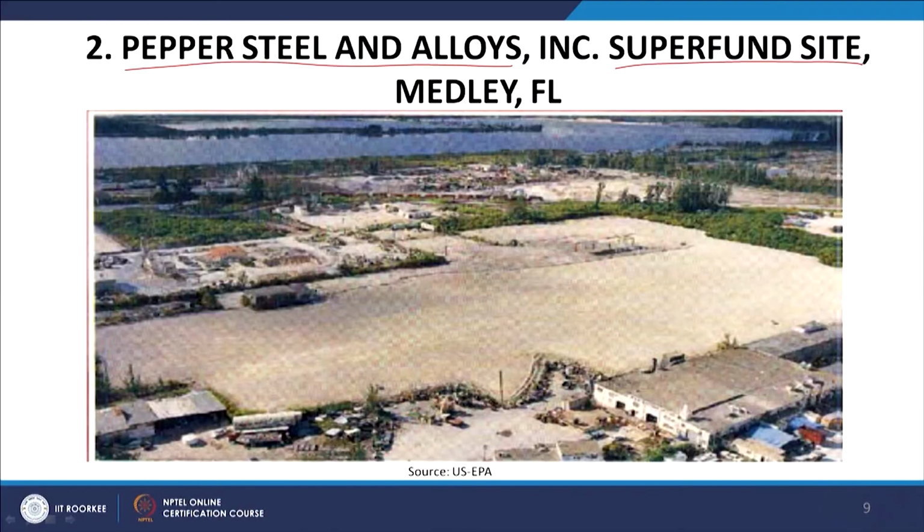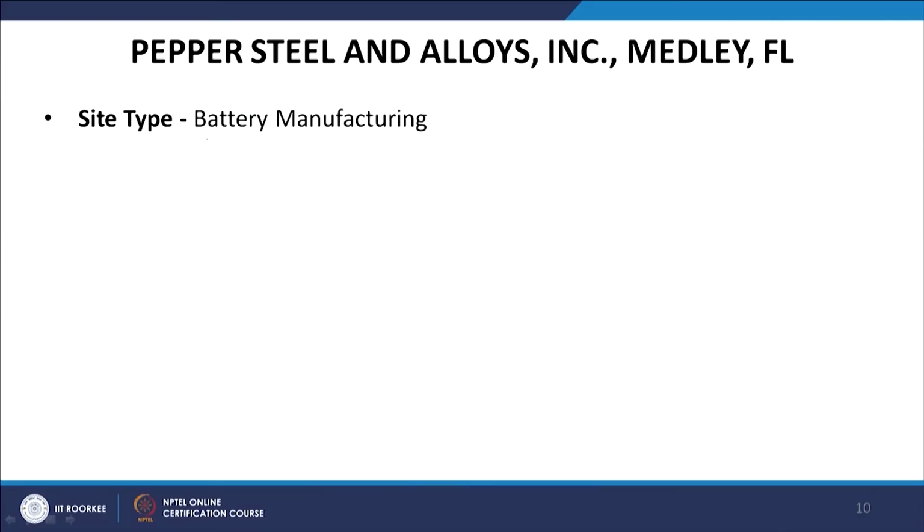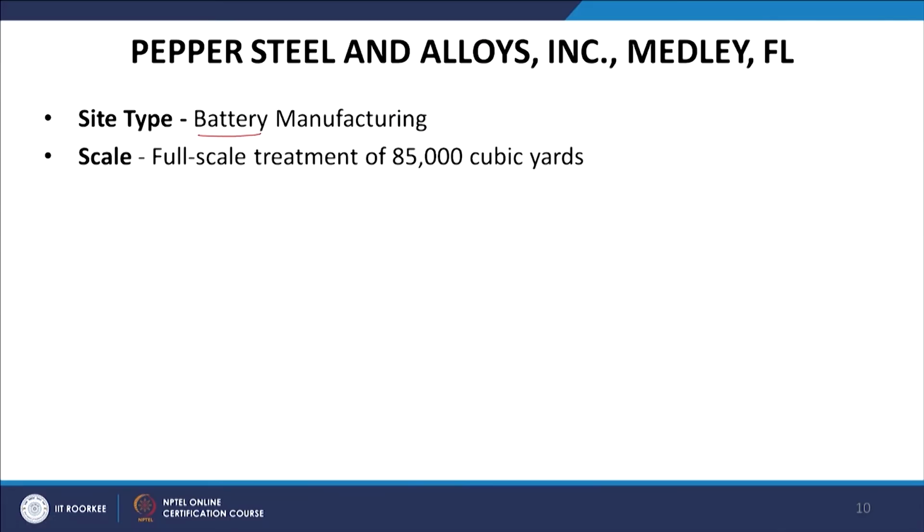Superfund, as we mentioned, is how the US EPA classifies highly contaminated sites that are higher up the priority list for remediation. So, this is the relevant site here, but because of lack of time I am going to summarize this. For battery manufacturing, typically heavy metals, full scale treatment of 85,000 cubic yards was required.